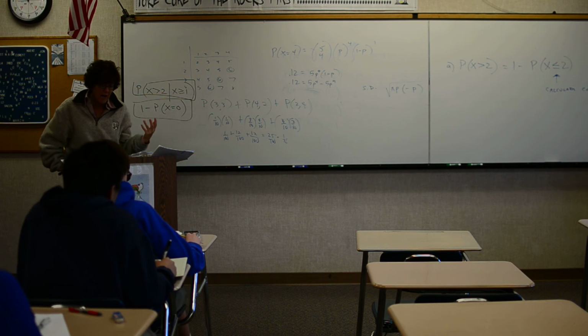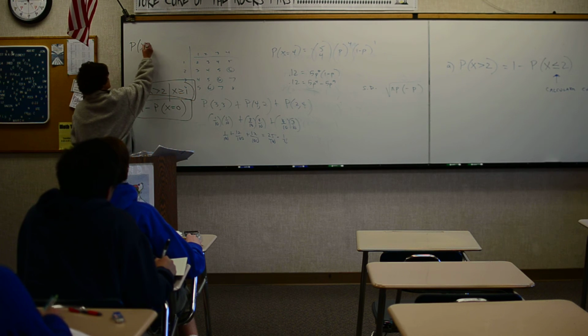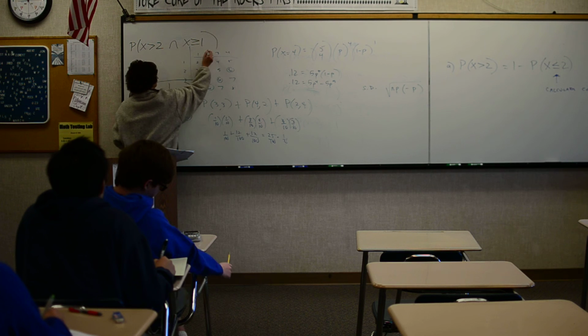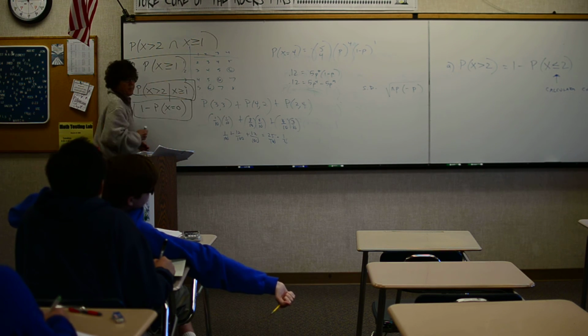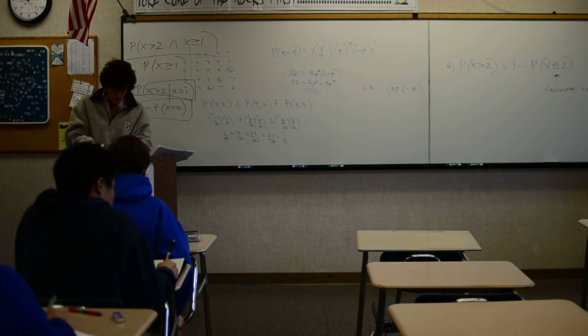Okay. You don't have to do it that way. You could do it using the conditional probability: the probability that X is greater than 2 and X is greater than or equal to 1, over the probability that X is greater than or equal to 1. Okay, you could do that. You should get 0.776.